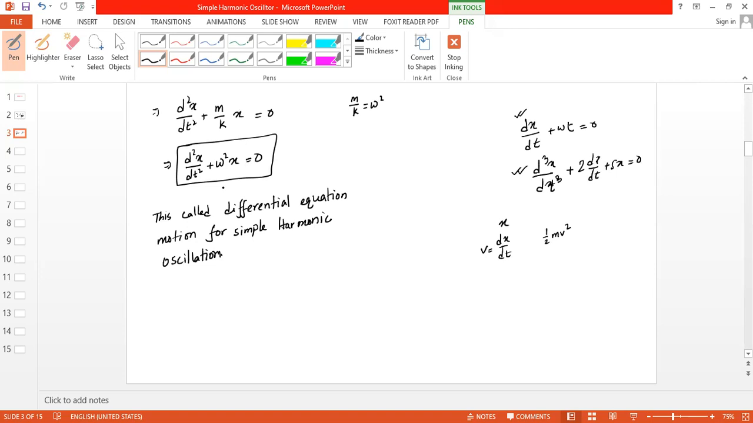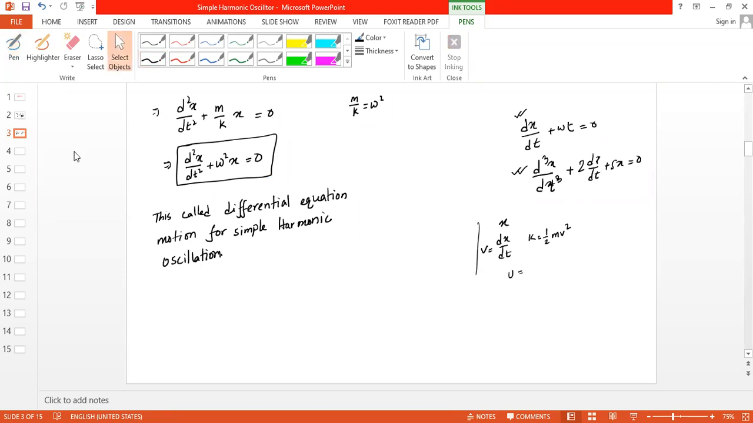That means any motion related term like position, velocity, kinetic energy, or potential energy, whatever you need, anything you can get once you know this equation. For an oscillatory system, by solving this equation we can get all the terms that are related to motion. Okay, so now what do we have to do? We have to solve this equation. We have to solve this differential equation.